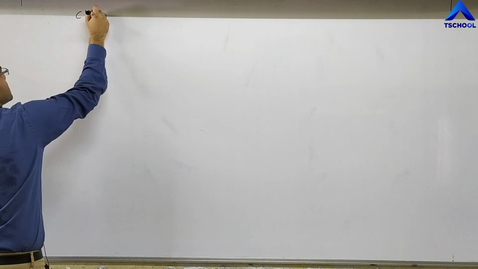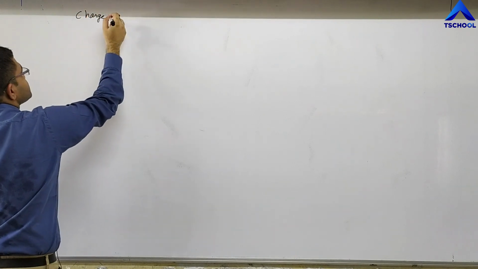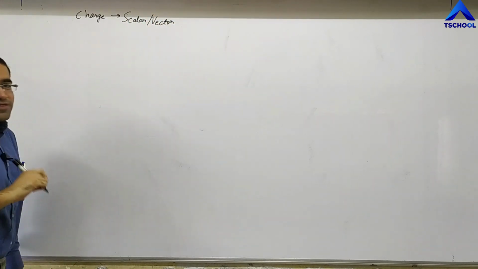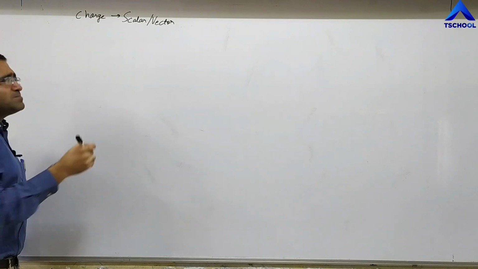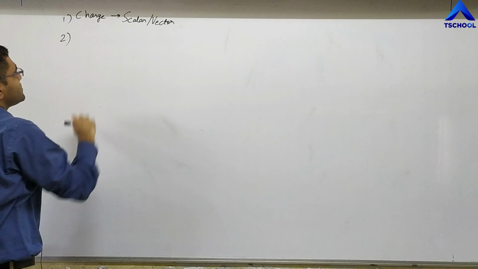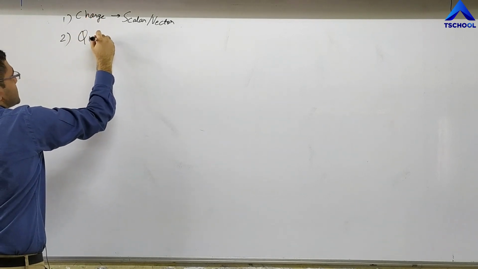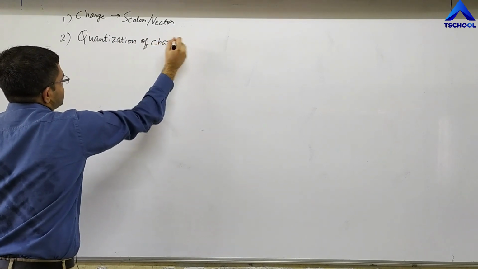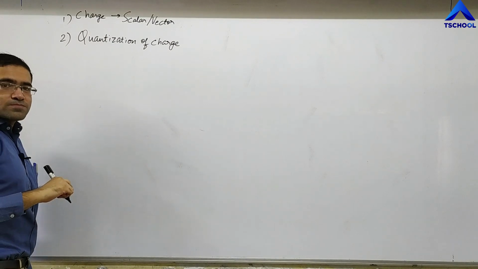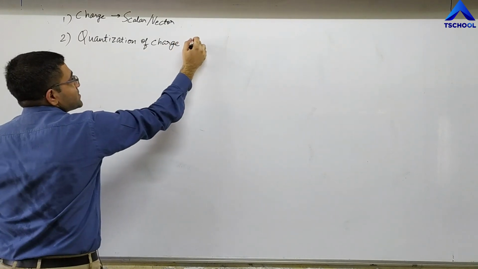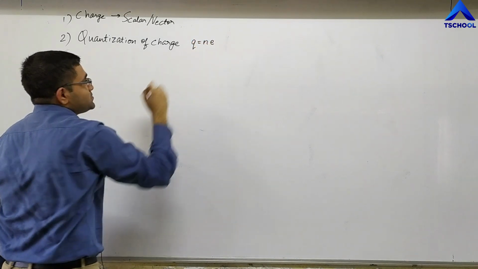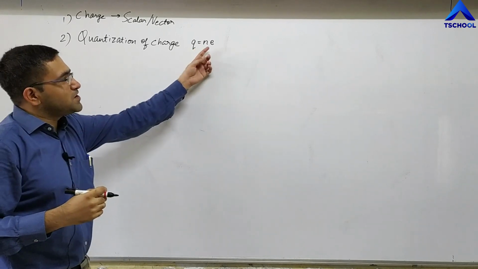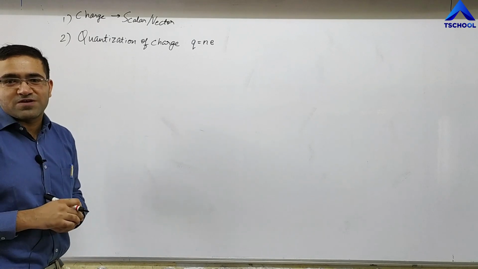So, first of all, charge is a scalar or a vector? Come on, answer it quickly. The next question is, what is quantization of charge? Answer: it is the idea that charge of any object is in steps of some fundamental charge or integral multiple of the fundamental charge e, which is nothing but the charge of the electron.